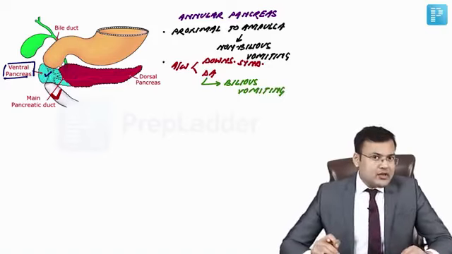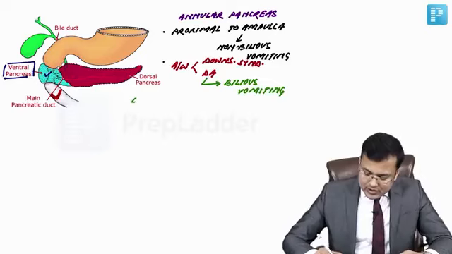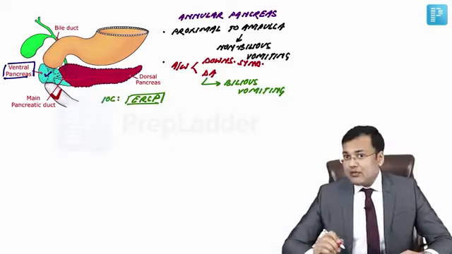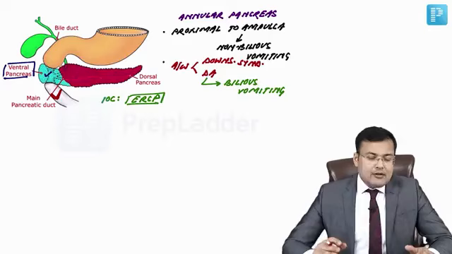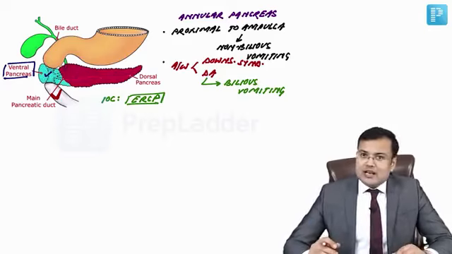What is the investigation of choice for diagnosis of annular pancreas here? The investigation of choice for diagnosis is ERCP. ERCP is the investigation of choice for diagnosis. And what is the treatment of choice for both annular pancreas as well as duodenal atresia?